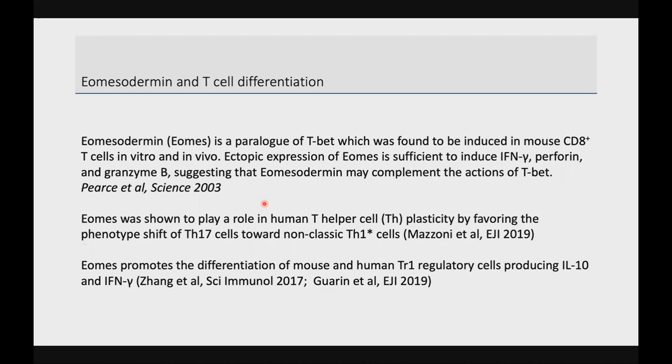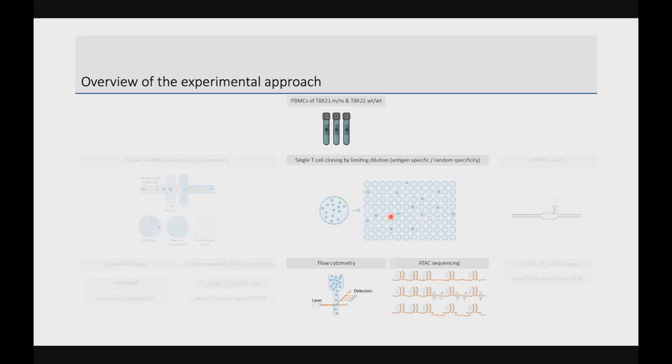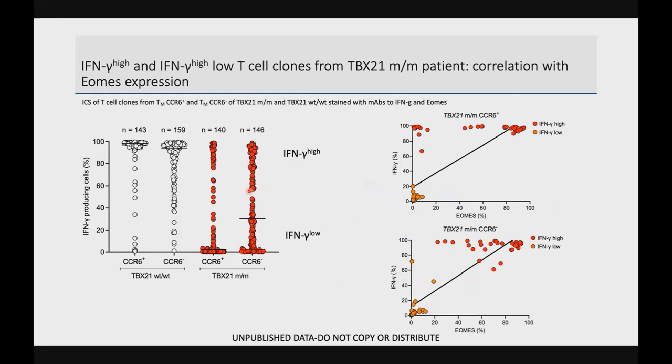And also in other studies shown to promote the differentiation of IL-10 producing Tr1 cells. So as a next step, we isolated several T-cell clones from memory CCR6-negative and CCR6-positive subsets from wild-type and TBET-deficient patient, and identified two clear types of T-cell clones in TBET deficiency: those producing low levels of interferon gamma and those instead producing high levels of interferon gamma, very much at a level comparable to the Th1 wild-type TBET-sufficient T-cell clones.